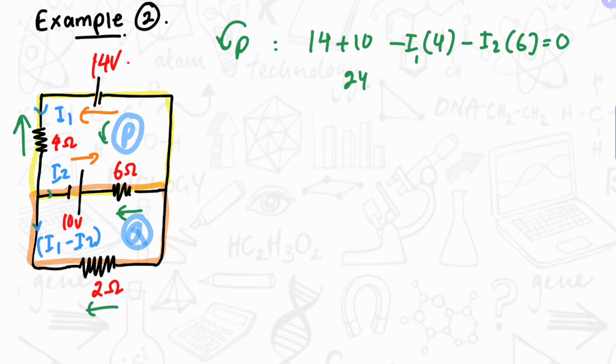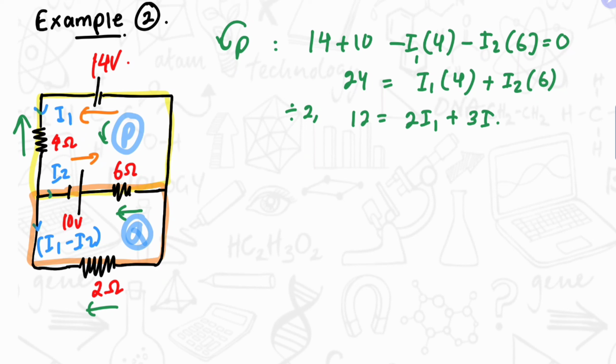Then we get 24 is equal to I1 times 4 plus I2 times 6. If you simplify this by dividing by 2, we get 12 is equal to 2I1 plus 3I2. That is our first equation.